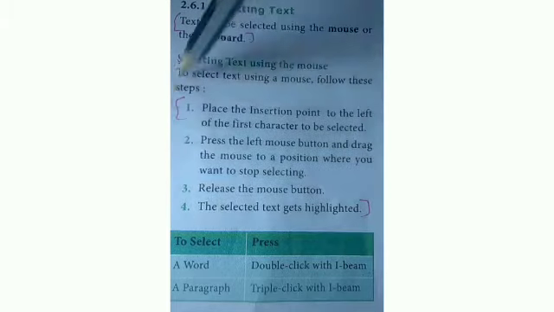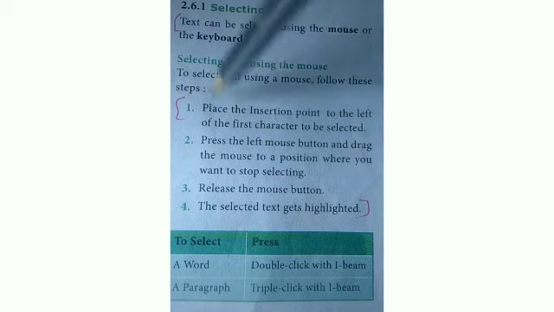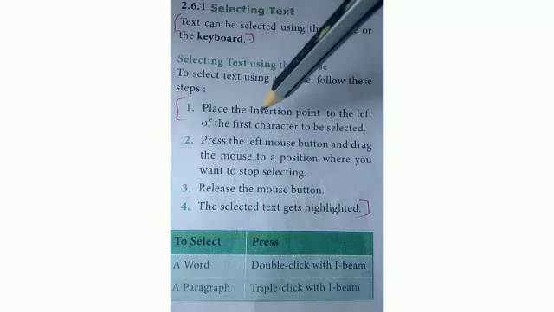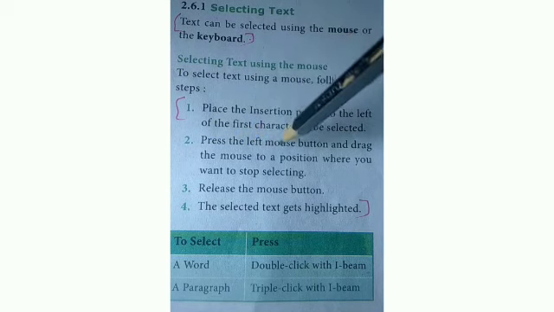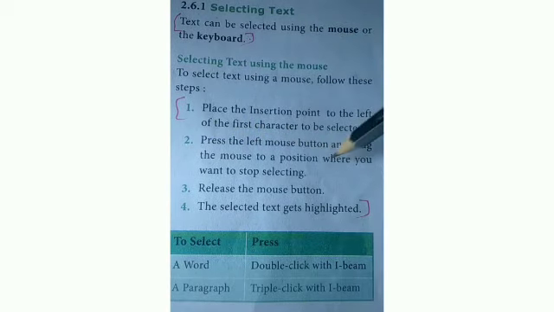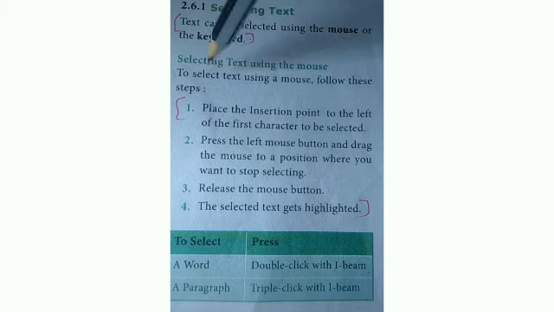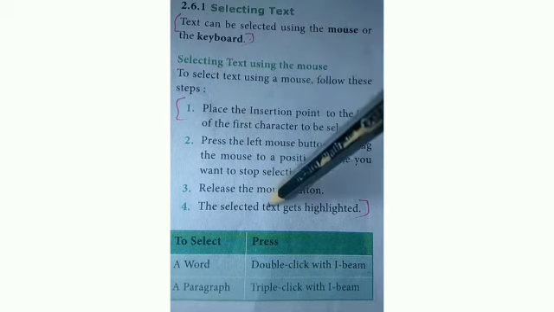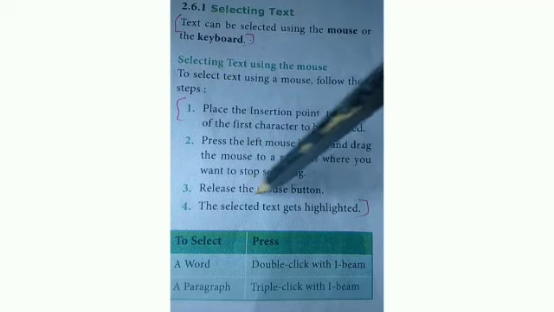For example, consider this is one paragraph. First, you have to bring the insertion point to the beginning. Insertion point means the cursor. Second point, press the left mouse button and drag the mouse to the position where you want to stop selecting. The mouse has three buttons: the left mouse button, the right mouse button and the scroll button. You have to click the left mouse button and drag across the text until you reach where you want to stop selecting. Third point, release the mouse button.